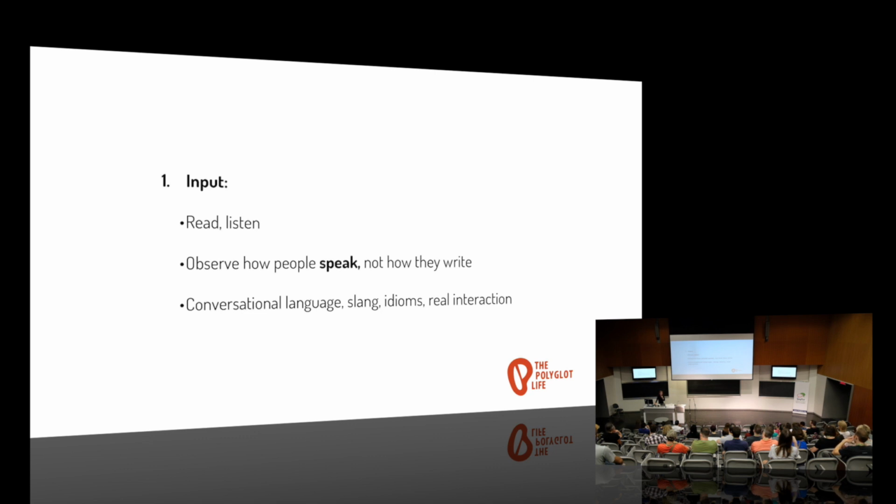So you need a lot of input. You need to listen a lot to native speakers. You need to read a lot. Now, especially, of course, if you're practicing for conversations, it makes sense that you would listen a lot to people speaking. You would observe how people speak, not write, because there's a very big difference, of course, between that. Conversational language is not always grammatically correct. There's a lot of slang. There are idioms that are only used in conversation. It's real interaction. And that's very different from reading something like a newspaper, for example. That can be useful too, but it's not going to bring you that much if you really want to become better at speaking, at least in my opinion.